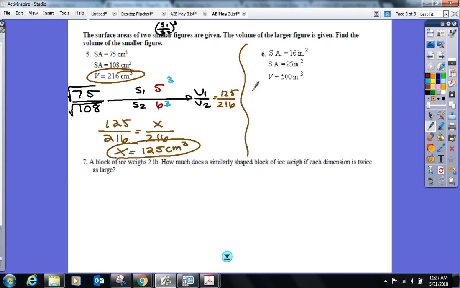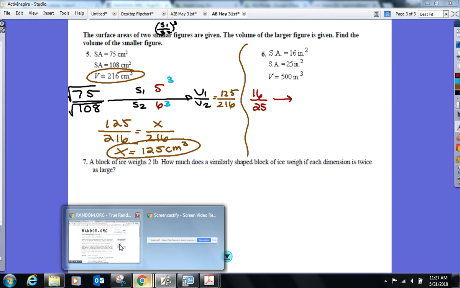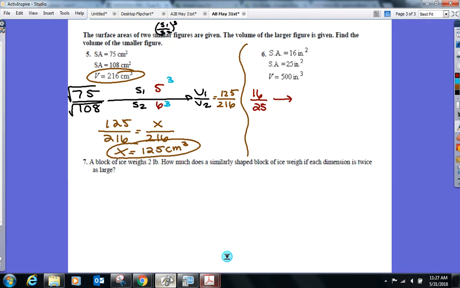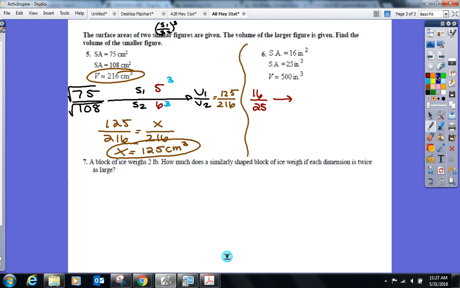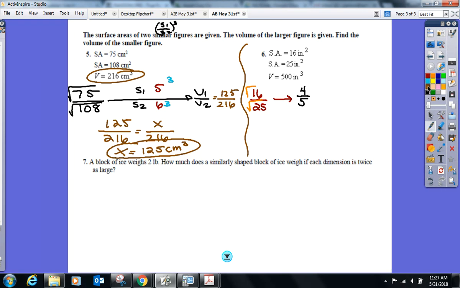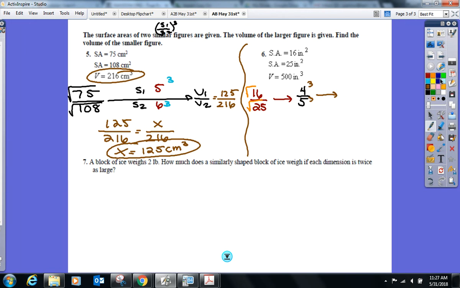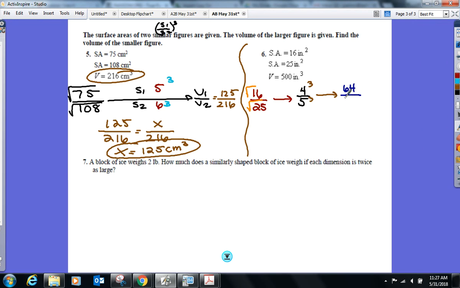I'll start. You knew the surface area ratio was 16 to 25. Lead me through your path to get to the volume ratio. What did you get there, Emily? What's that 4 over 5? It's the ratio of the sides. Perfect. Now I need the ratio of the volumes, so what did you do to the side ratio? Okay, so what is the ratio of the volumes? 64 over 125? Yep.